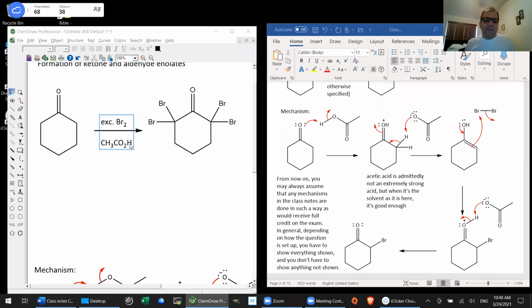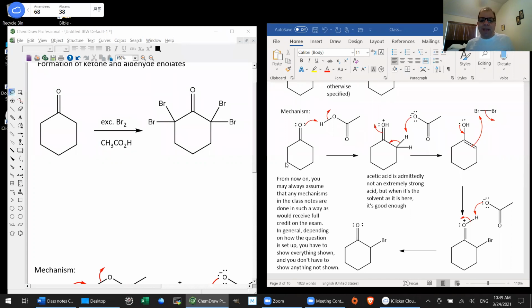The solvent is acetic acid. Oh, can you use other solvents? That's a good question. I think you would need it to be protic because we're going to have proton transfers, as you'll see in a moment. But I think you want it to be at least somewhat acidic. So could you do it in water or methanol? I don't think so. I've never heard of such a thing being done.